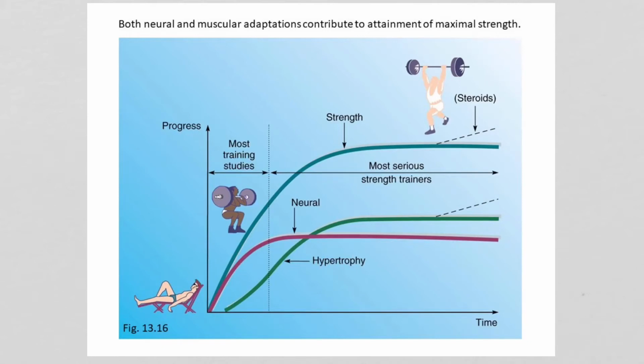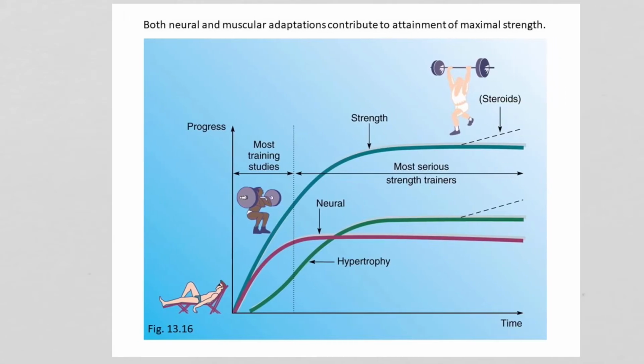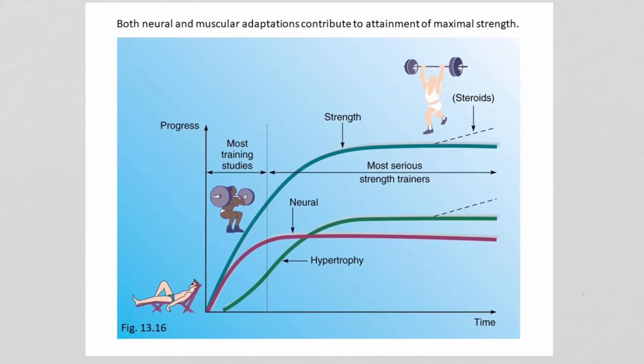So here's figure 13.16, and this shows the neural and muscular adaptations and how they contribute to attainment of muscular strength. What this figure really is, is a time course of these changes. Note along the x-axis we have time as it increases. And this essentially is out over years by the time you get to the end of this graph. We also have basically three different lines drawn on this graph. The first one is strength. And so this is just overall strength.